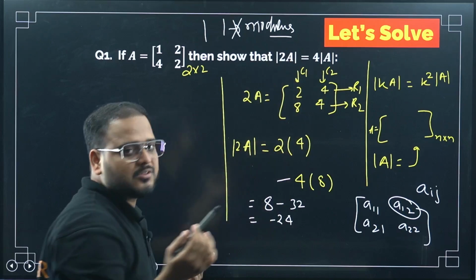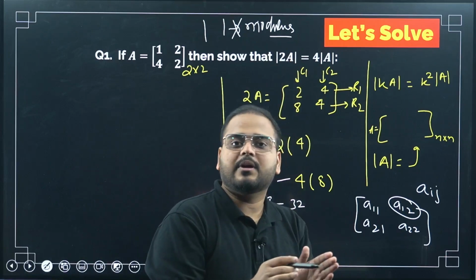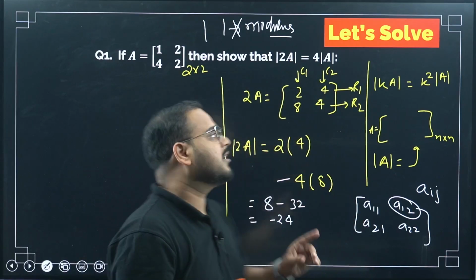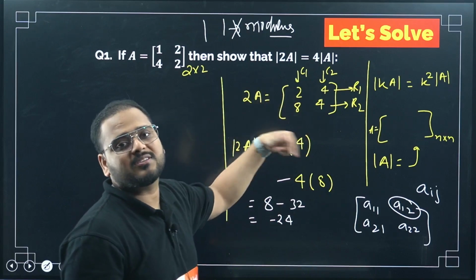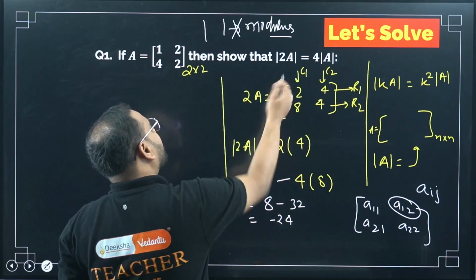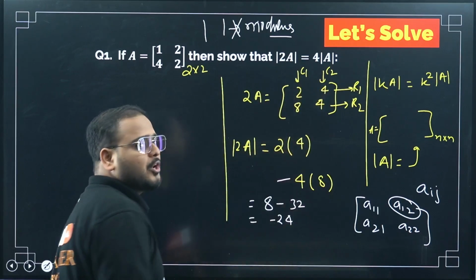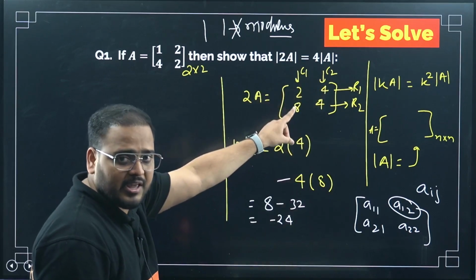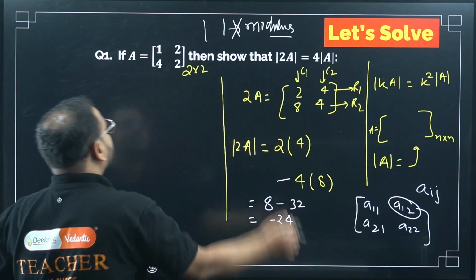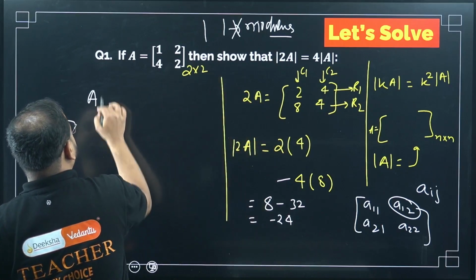Modulus is another function. If you take any value inside it, it will give you a positive result. But this is not mod, it is a determinant. How do we read it? Determinant of 2A. Let's do it for 4 times A. For this case, we'll find the determinant of A first, and then multiply 4 to it. So let's do the determinant of A.